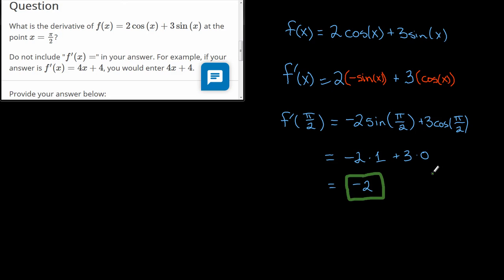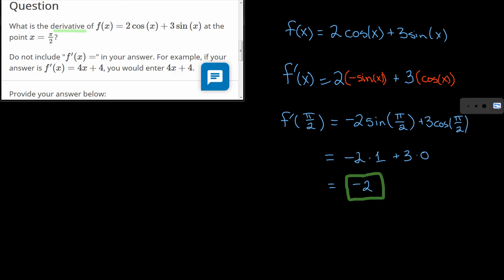So that was all well and good, but I want to show you, this means something. This isn't just a mindless computation, although the way we did it was a straightforward computation. But this negative 2 actually means something. What you should always remember is that the derivative is the slope of the tangent line. So I could go ahead and draw a picture of this.